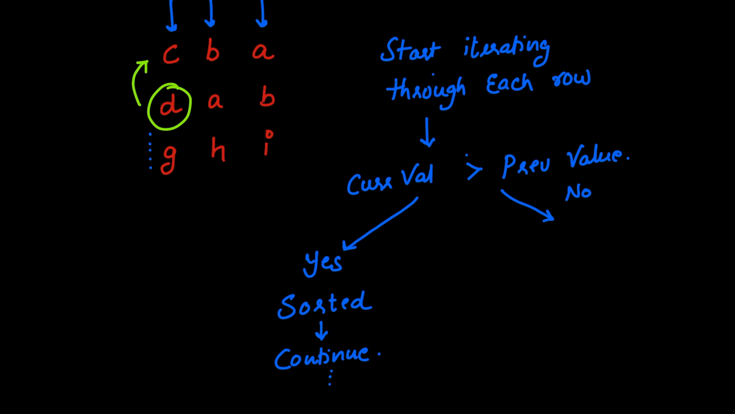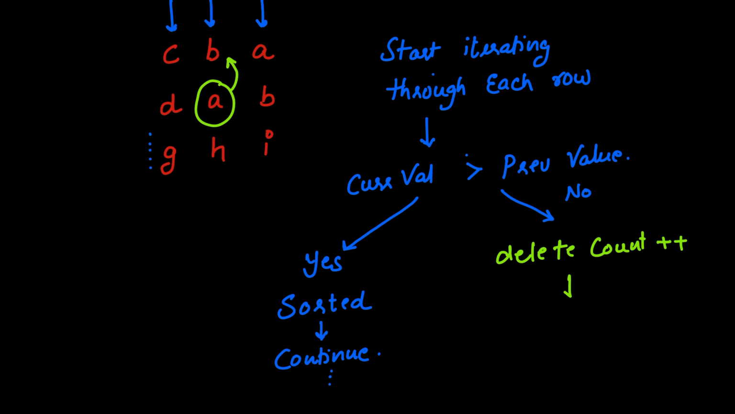If the comparison fails, that is the current value is smaller than the previous value, it means the column is not sorted. So we'll increment the delete counter by 1 and break the loop. We no longer need to iterate through that column as we know it is not sorted.